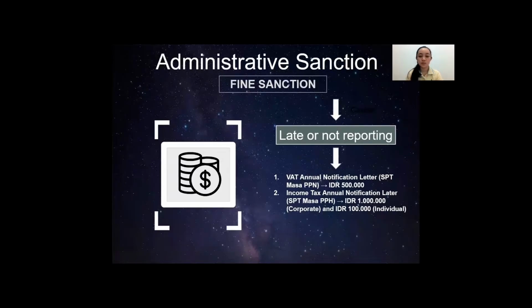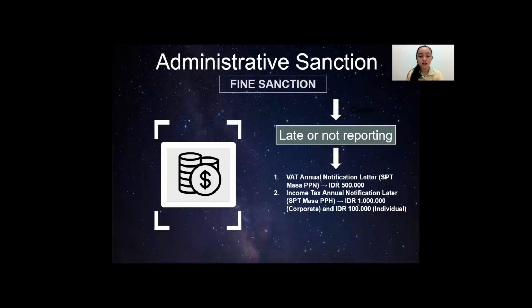Fine sanction will be imposed on taxpayers who violate their tax reporting obligation, like being late to pay or not reporting the tax at all. The amount of fines imposed varies depending on the prevailing law and regulation. An example of a fine sanction is if you're late in submitting a value-added tax annual notification letter, called SPT Masa PPN, then you need to pay 500,000 rupiah.